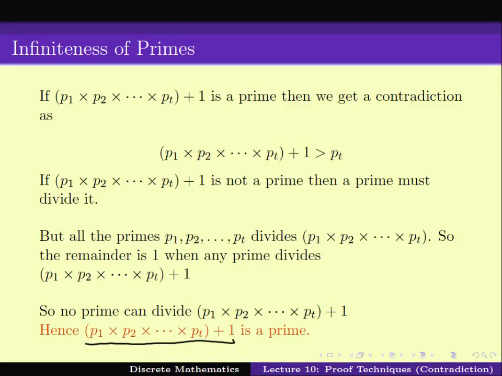And this is a contradiction, as we have discussed earlier, because now we have a number that is a prime that is bigger than the largest prime, which cannot be. So this proves that our initial assumption of PT being the largest prime is false. Or in other words, there cannot be a largest prime. Or in other words, the number of primes cannot be finite.